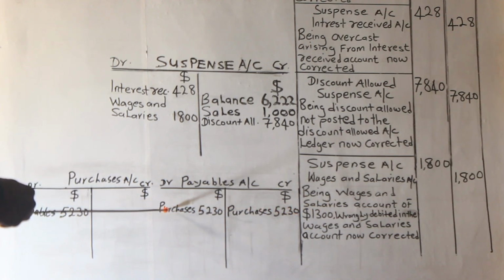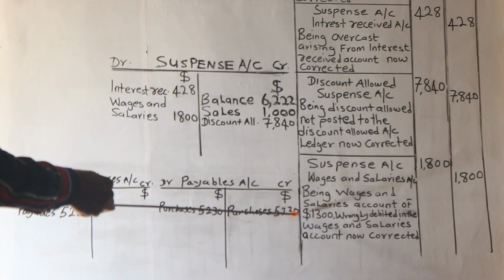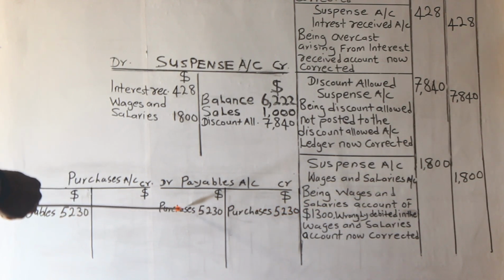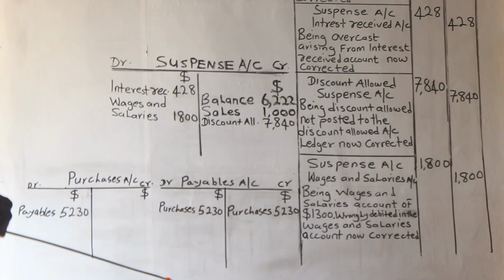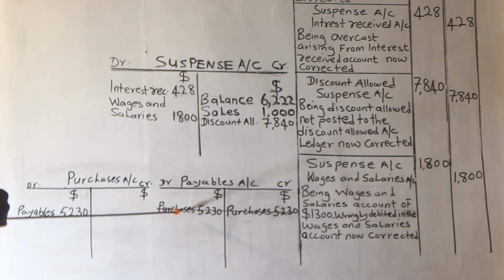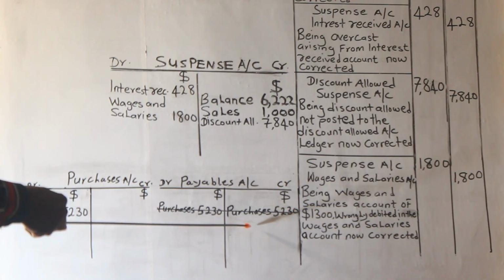This error has been cancelled because $5,230 minus $5,230 gives us 0. If you want to find the balance carried down in this account, you cannot, because $5,230 minus $5,230 will give us 0. So we have now cancelled this wrong debiting with $5,230 on the credit side. This is the first thing we do. And how do we do the next step?